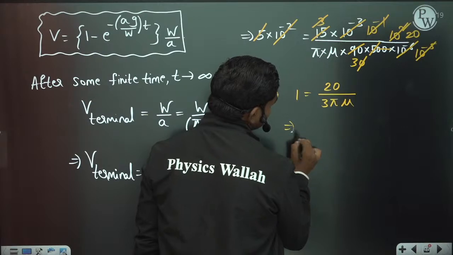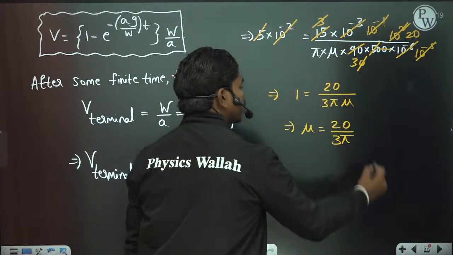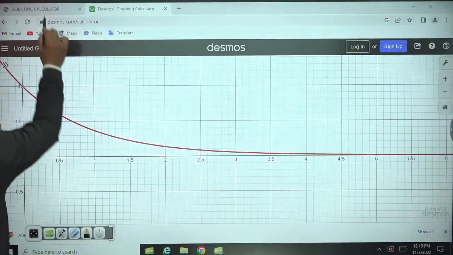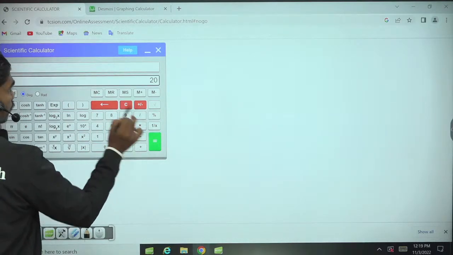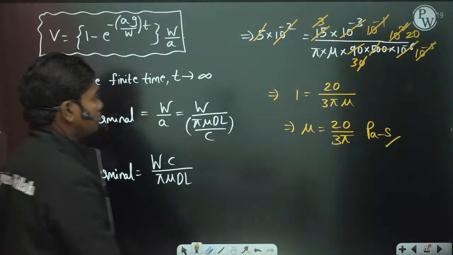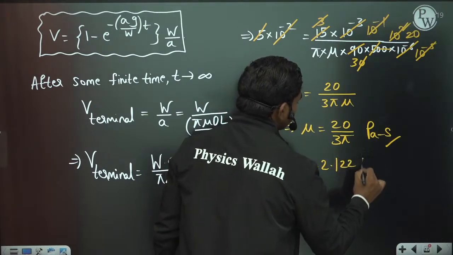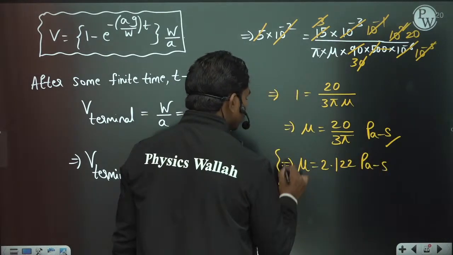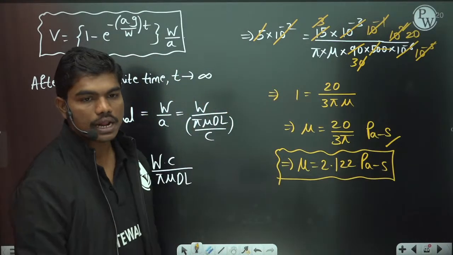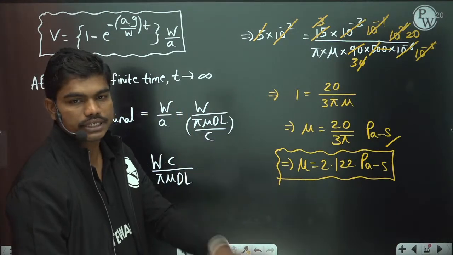So mu is how much? 20 divided by 3 times pi is the value in Pascal second. This is in SI units, so Pascal second. Let us calculate the value: 20 by 3 pi, which is 2.12 Pascal second. So 2.12 Pascal second is the dynamic viscosity of the oil, which can actually make this block fall at a terminal velocity of 5 centimeters per second.